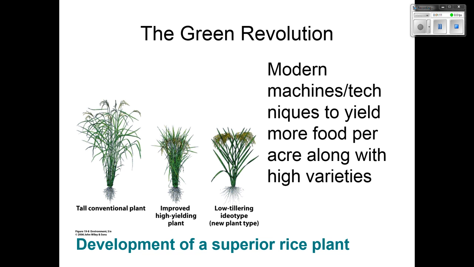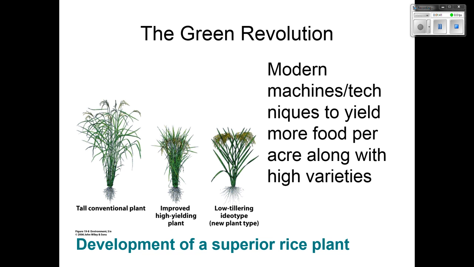Obviously, there are people living in areas that don't have access to food, but we do produce a lot of food on Earth today. The positives of this, the reason why it's obviously a good thing, I just stated it, because now we're able to feed more people and we have higher yielding crops. And along with this, we use heavy machinery. So you could also talk about some negative impacts on the environment.